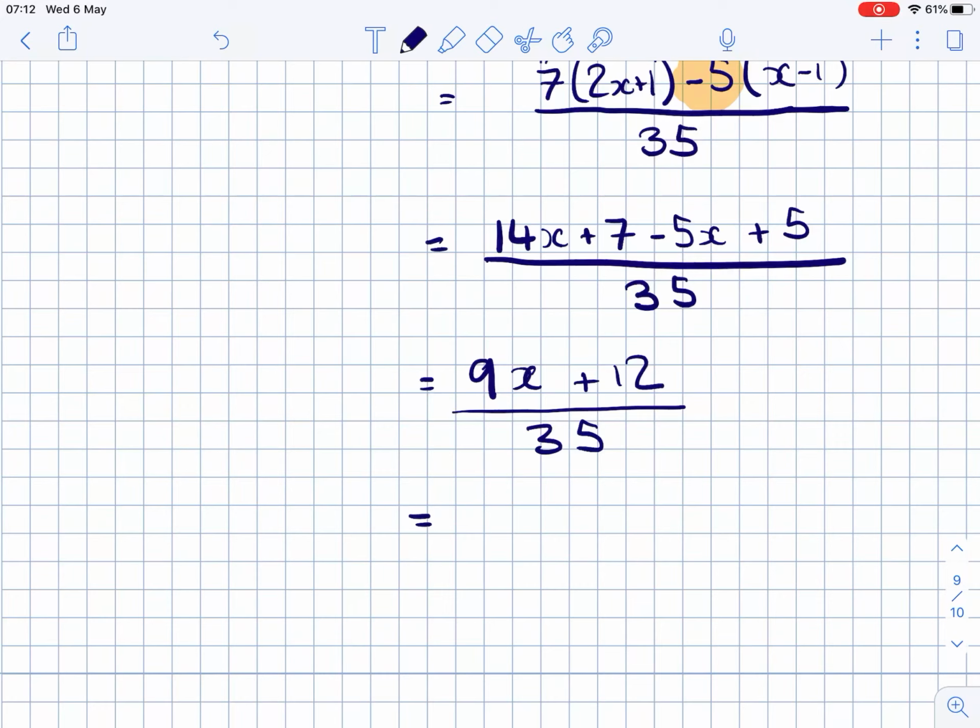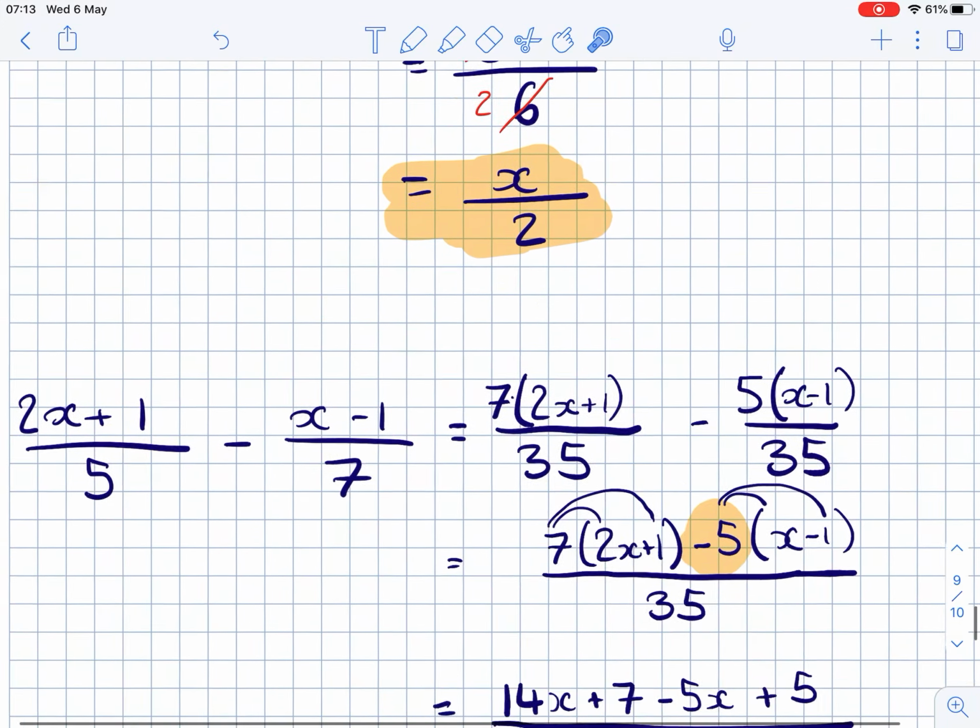Now you could even go one step further and start simplifying the top. You could take a factor of 3 out of there and say that this is 3 times 3x plus 4, just to see if anything will cancel from top and bottom, but in this particular case 3 does not go into 35, so it can't be simplified any further. Okay, I hope that helps.